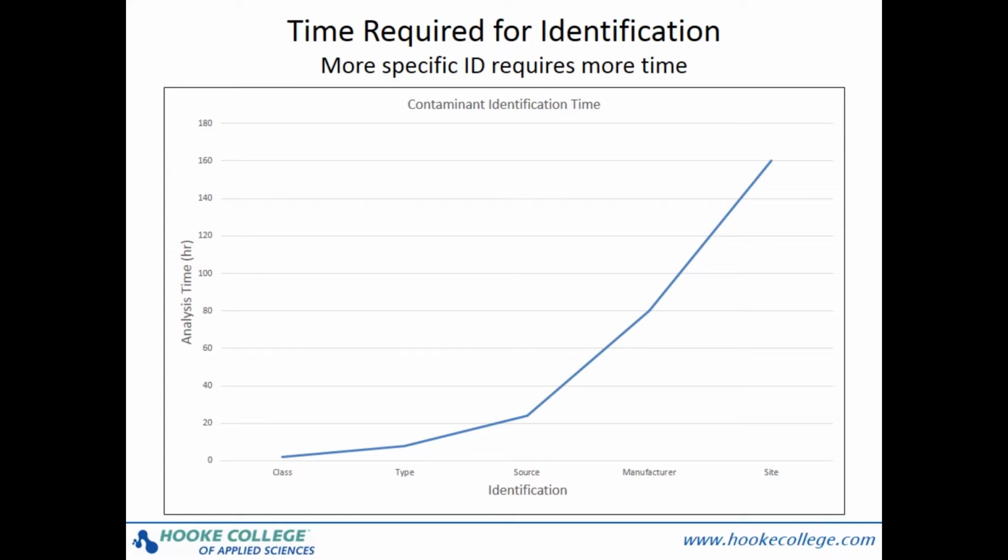If you take a nylon fiber as an example, identifying it as a fiber and as nylon can generally be done relatively quickly, maybe a few hours at the most. Determining the exact kind of nylon could take quite a bit longer. And if we need to know the manufacturer, the mill, the date of manufacture, all of that would add an enormous amount of time to the analysis.